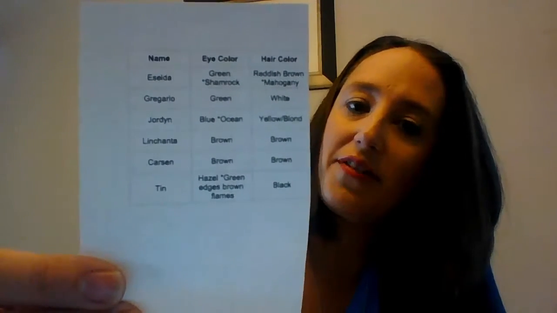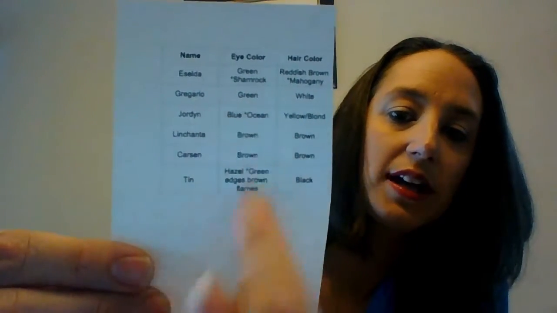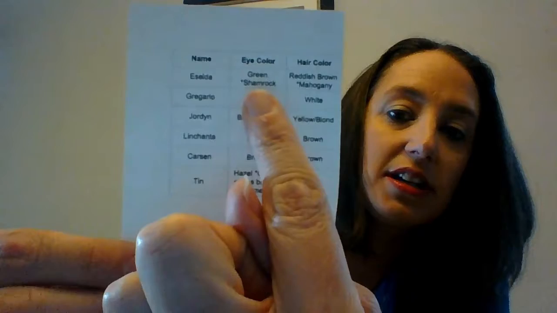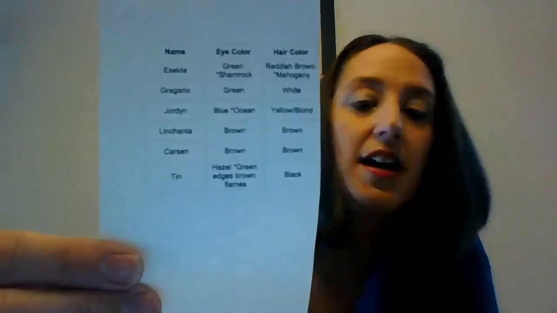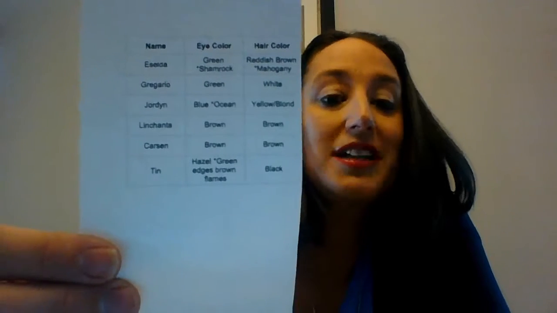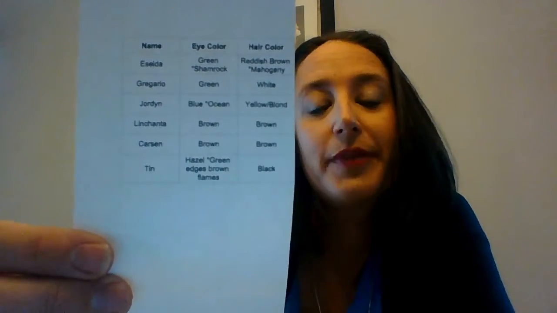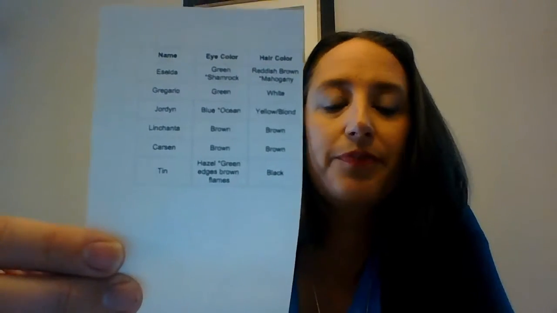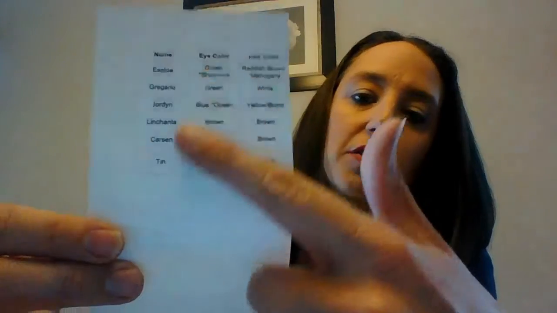Then you'll notice I also have eye and hair color listed. On some of my characters, like Iselda, Jordan, and Tin, you'll see a little asterisk with another description next to it, like Iselda says shamrock and Jordan says ocean. That's a word that was actually used in the book to describe the shade of their eyes or hair color. So I do keep track of those things as well. As you can see, when they're all together like this, it's a nice way for you to make sure you've included a little diversity. For example, I don't have only characters with brown eyes.